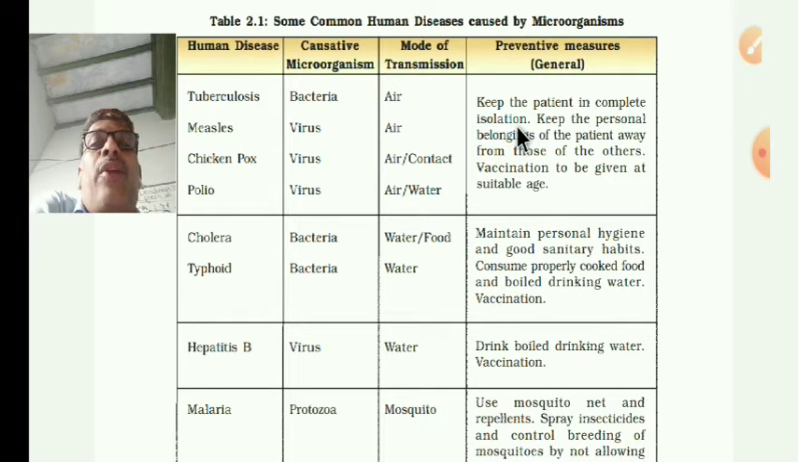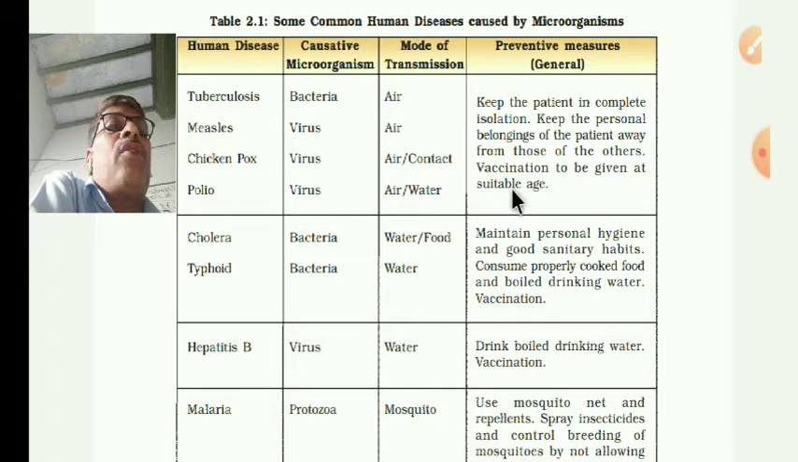So isolation means to keep in separate places, separate rooms. And keep the personal belongings, all the belongings, clothes or whatever vessel, food, all belonging to the patient, what you are supplying, what you are giving, away from those of the others. So in this way you have to take precautions. And vaccinations or injections to be given at the suitable age. So in this way we can take the preventive measure.